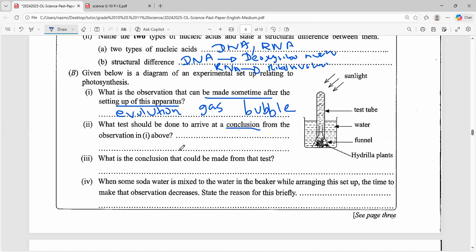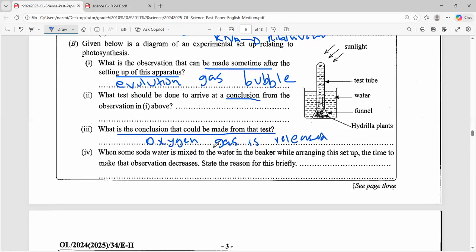What is the conclusion you are making from that test? Oxygen gas is released. You have to use proper terms: oxygen gas is released during photosynthesis. When some soda water is mixed to the water in the beaker while the apparatus is set up, the time to make the observation decreases. State the reason.